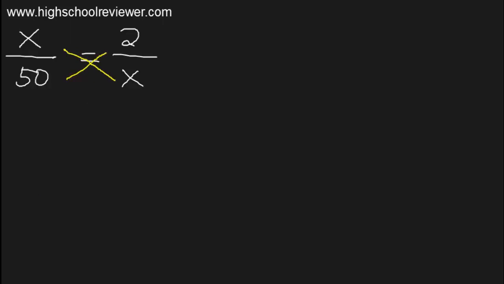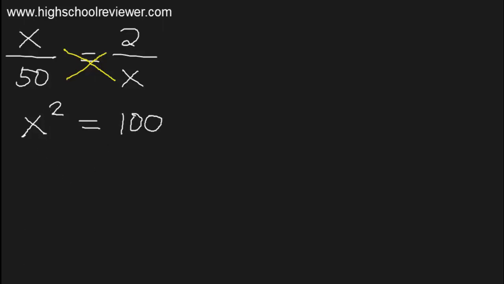Solving quadratic equation by extracting square roots. Our next problem, we have x all over 50 equal to 2 all over x. To solve for the value of x, first we need to cross multiply the equation. So x will be multiplied by x, which gives us x squared, and 50 multiplied by 2 gives us 100.